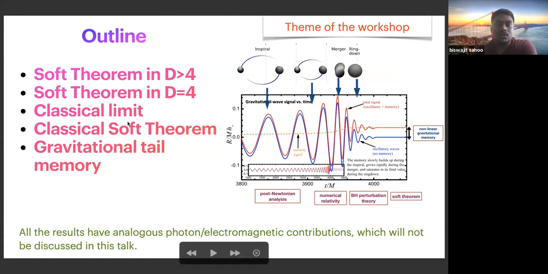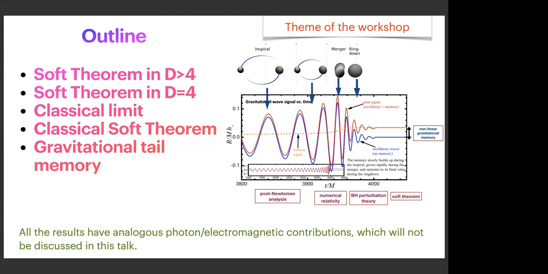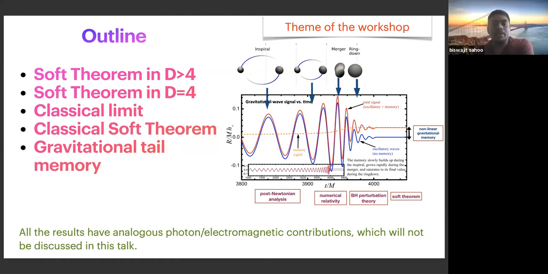Okay. So the outline of my talk is basically: I will talk first about the soft theorem in space-time dimension greater than 4. Then I will talk about the soft theorem in space-time dimension 4. Then I will talk about how to take the classical limit of the soft theorem, and from this classical limit one can extract the gravitational waveform. Then I will explicitly and independently derive this long wavelength gravitational waveform, and I will show how it matches with the classical limit. Then I will talk about the implications of these derivations in terms of gravitational tail memory.